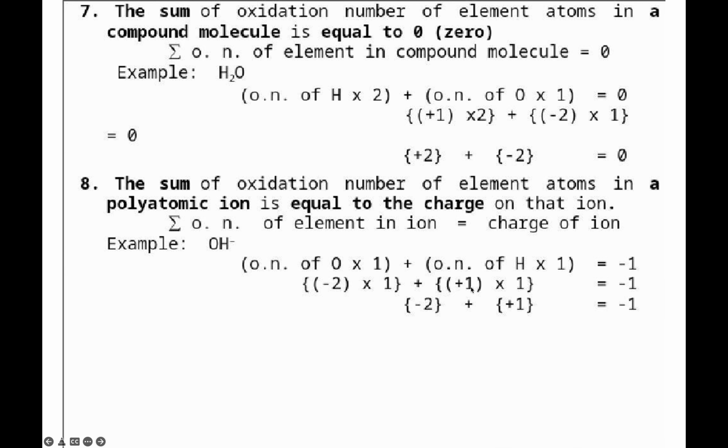It is +1. So +1 into 1 is 1. So what is the algebraic sum here? Plus -2 plus 1, that is -1 itself. So here you can see that the sum of oxidation numbers of the atoms in a polyatomic ion is equal to the charge on that ion. So hydrogen is having a minus charge, so the charge will be equal to -1.